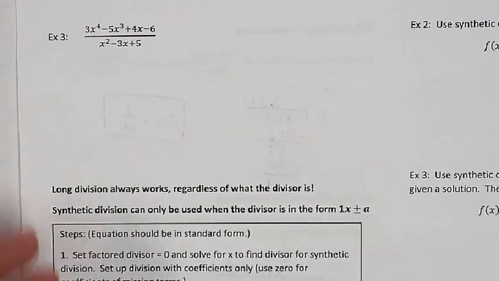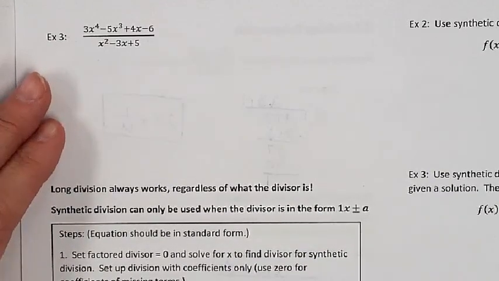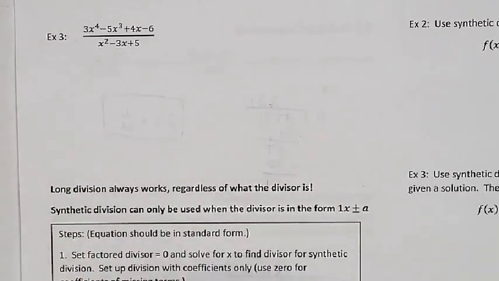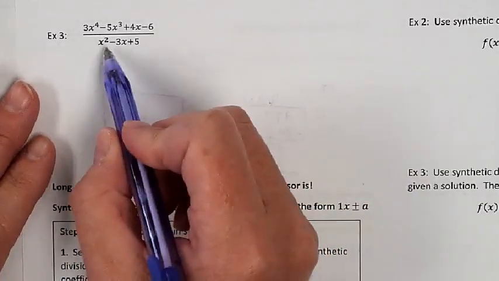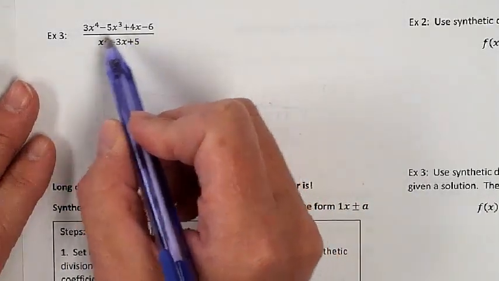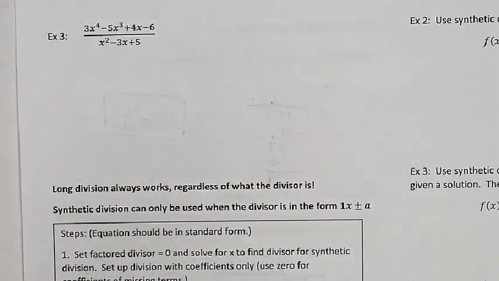Third example: 3x to the fourth minus 5x cubed plus 4x minus 6 divided by x squared minus 3x plus 5. So the x squared minus 3x plus 5, it is in standard form. We're not missing any terms.